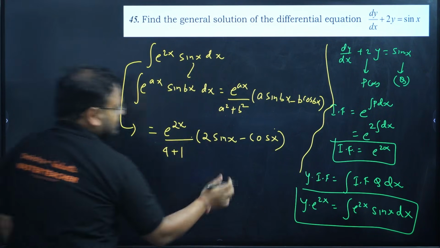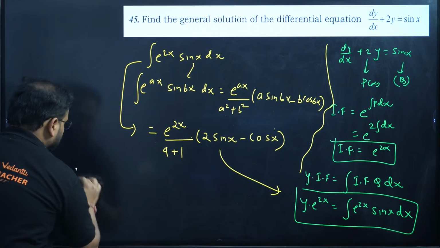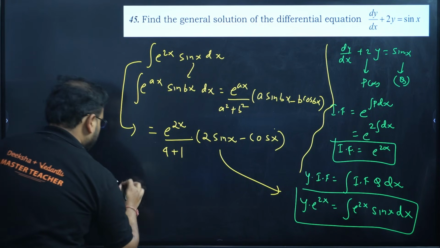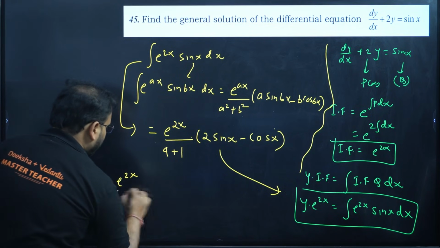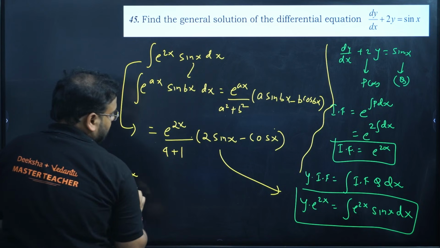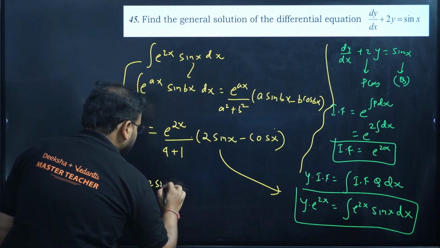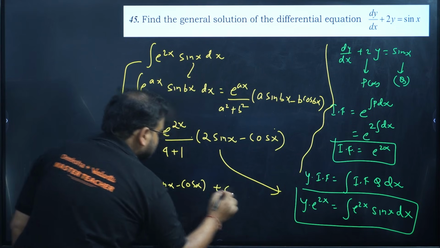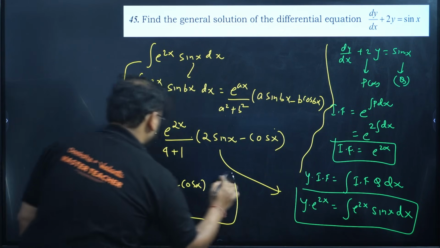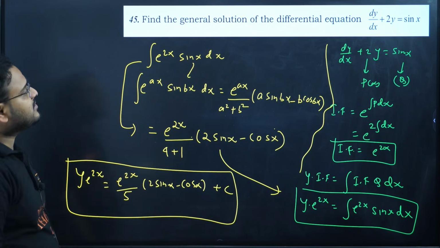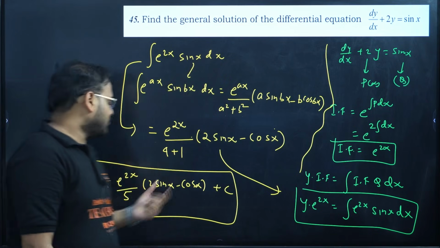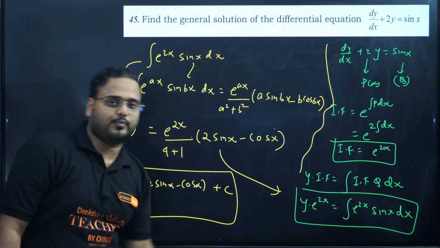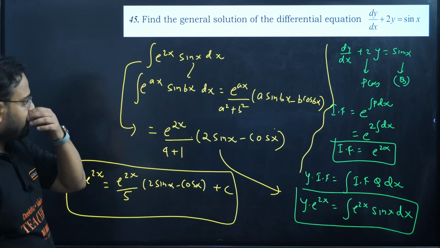So this I can replace in this part. I'll get the final result as y e power 2x equals e power 2x upon 5, then I have over here 2 sin x minus cos x plus c. This is your general solution. If you want, you can move the e power 2x over here. This will cancel, and you'll have c times e power minus 2x. Your choice. Okay, this is clear.